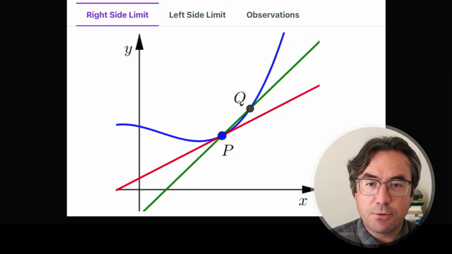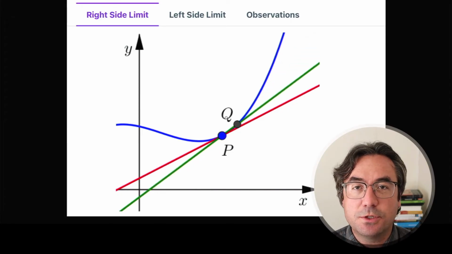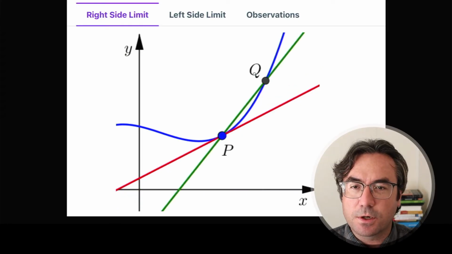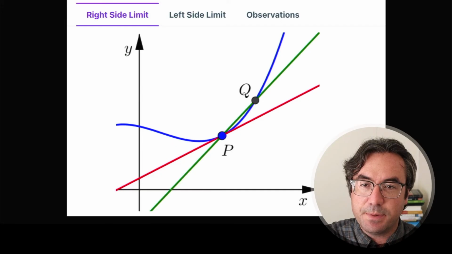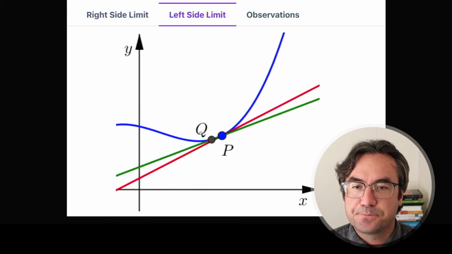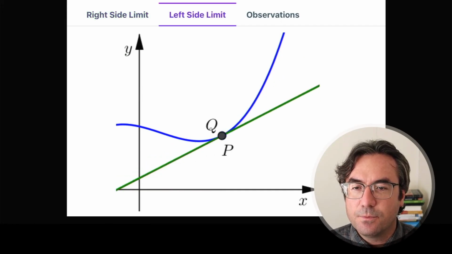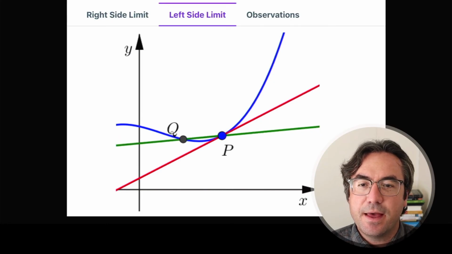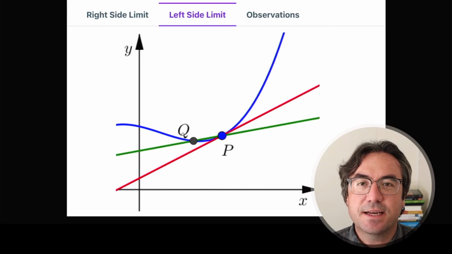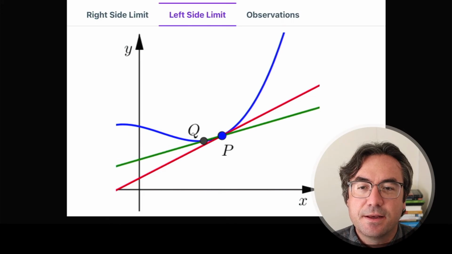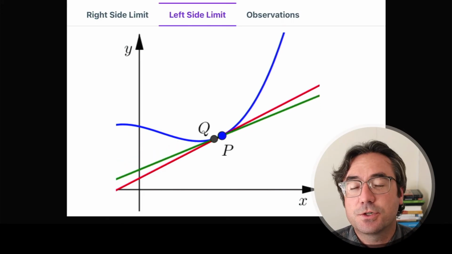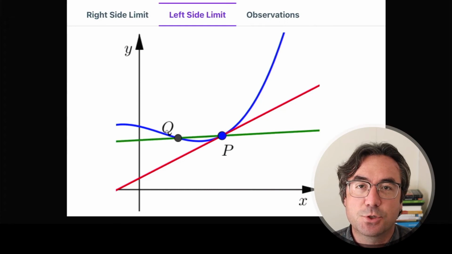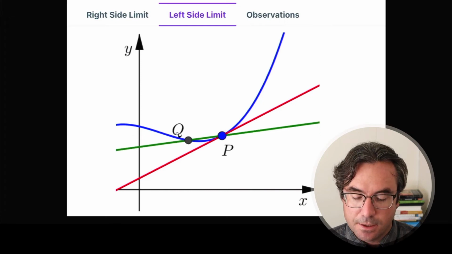Now this is how it would look if we pick point Q to be on the right side of point P, but something similar works out if we pick point Q to be on the left side. And again, we can pick point Q on the left, draw a secant line, and then as point Q moves closer and closer to point P, the secant line starts to match up with our tangent line. Looks really nice. All right.